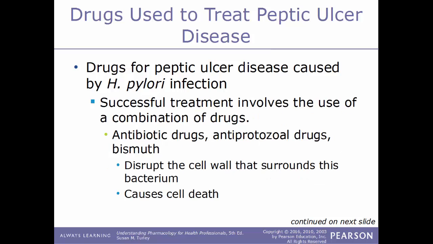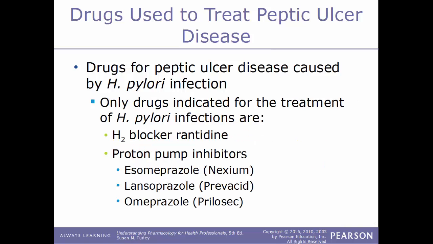Now, a successful treatment of this would involve the use of a combination of drugs, such as antibiotics, antiprotozoal drugs, or bismuth. And these will disrupt the cell wall that surrounds the bacterium, which will lead to the cell's death. And the only drugs that are indicated for the treatment of H. pylori infections are the H2 blocker ranitidine and the proton pump inhibitors Nexium, Prevacid, and Prilosec.